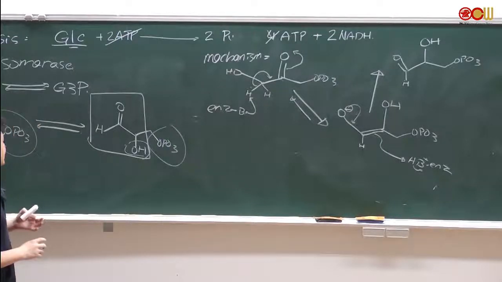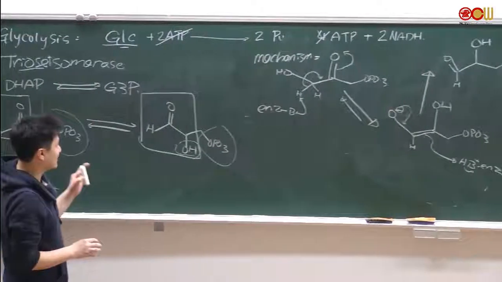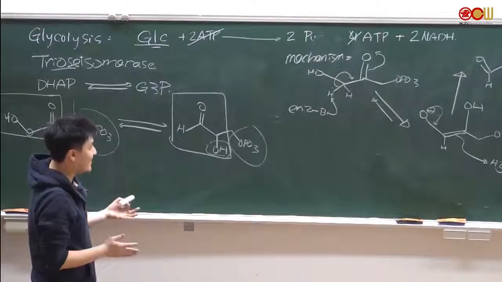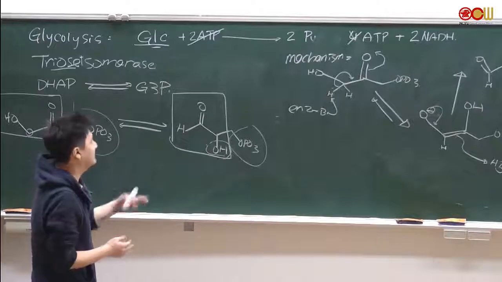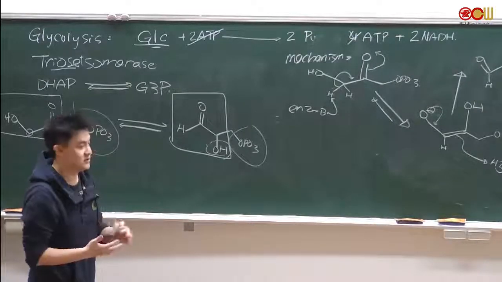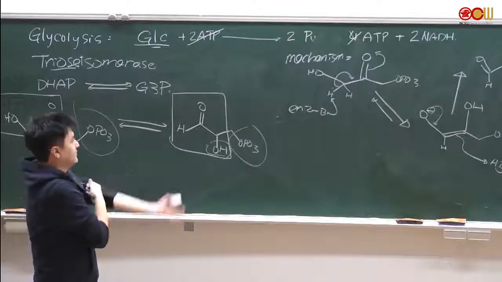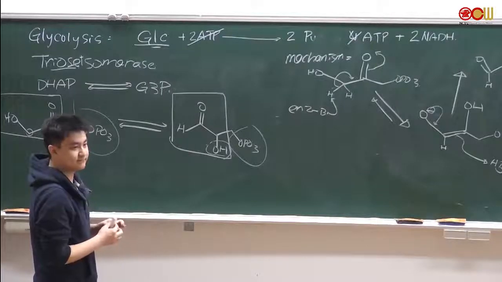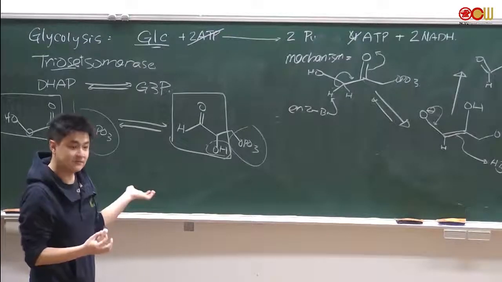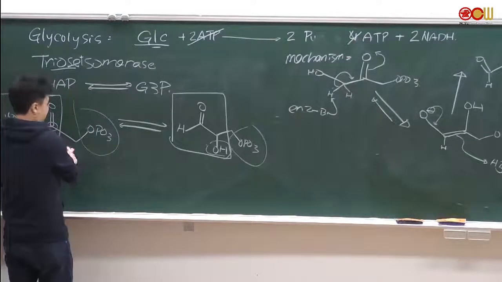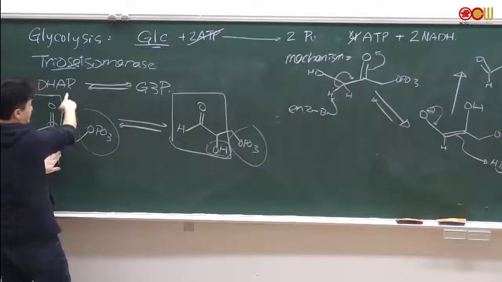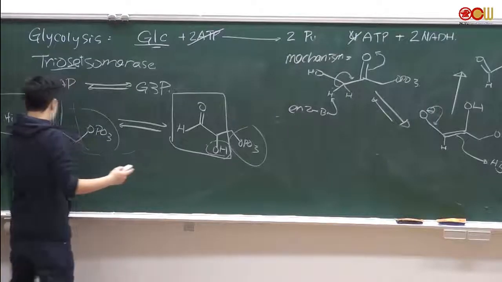So, 3 carbons. The first carbon is a carbonyl, so it's an aldehyde. The second carbon is a hydroxyl group. And the third carbon is a phosphorylated hydroxyl group, so it's phosphoryl. Does that make sense? Now you can see that we can generate G3P from DHAP.